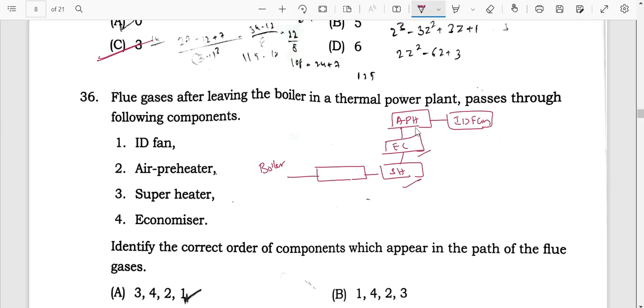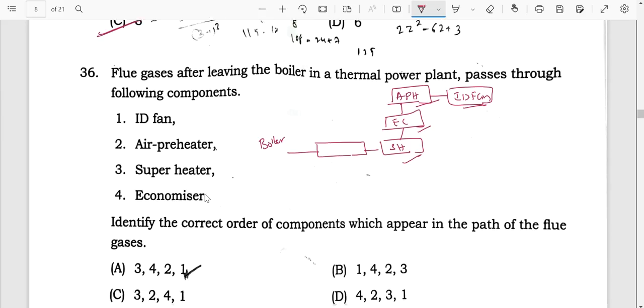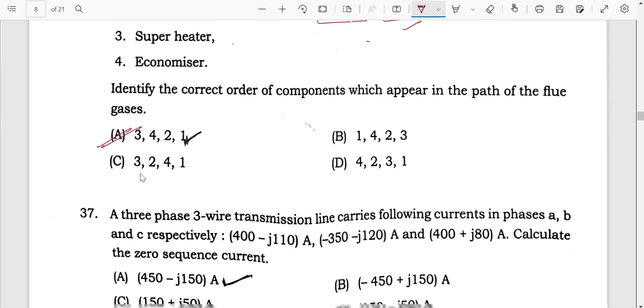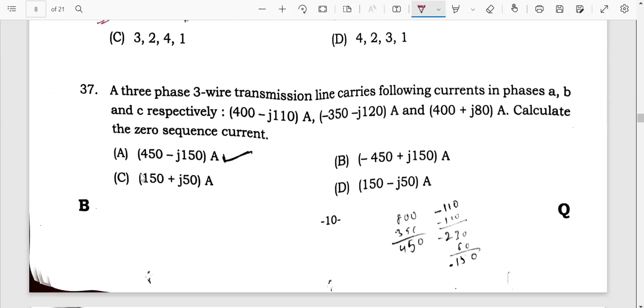After that, there is an air preheater. After that, the ID fan. So among the options, the correct option is 3421. So the answer is 3421 here, right? And this question is from power systems.